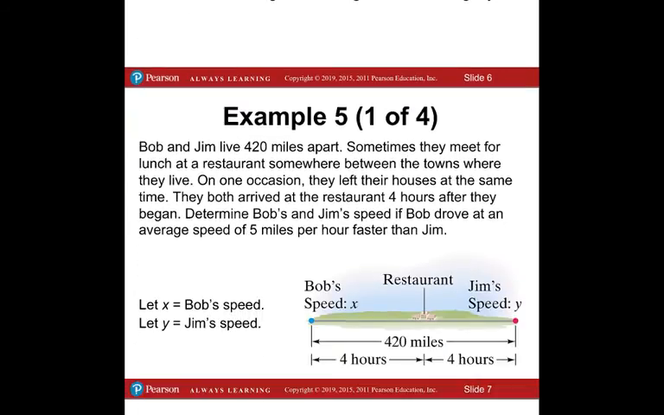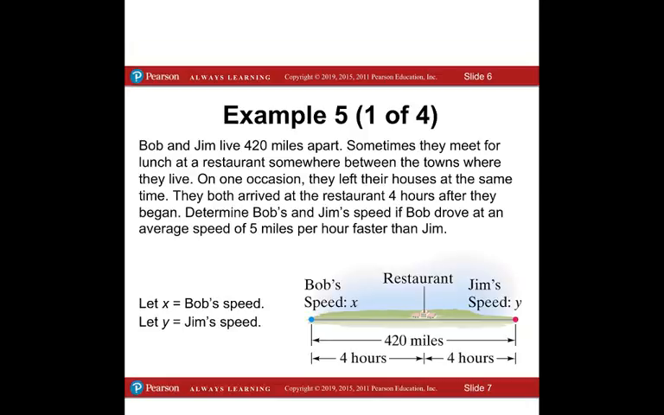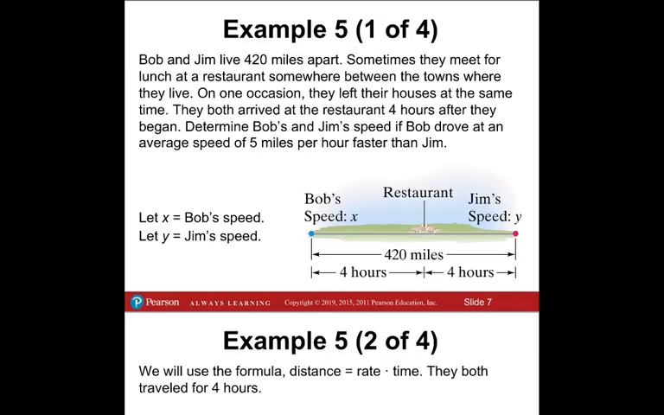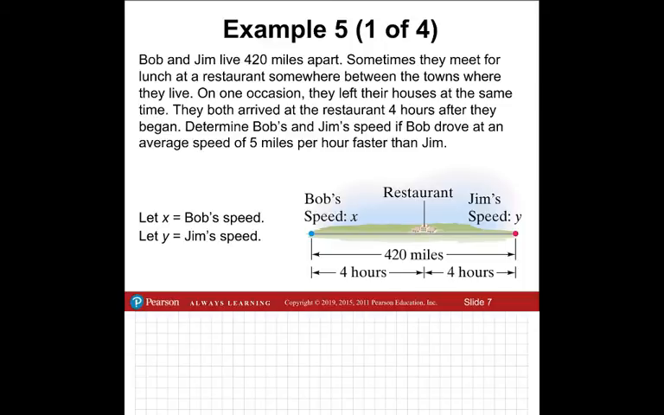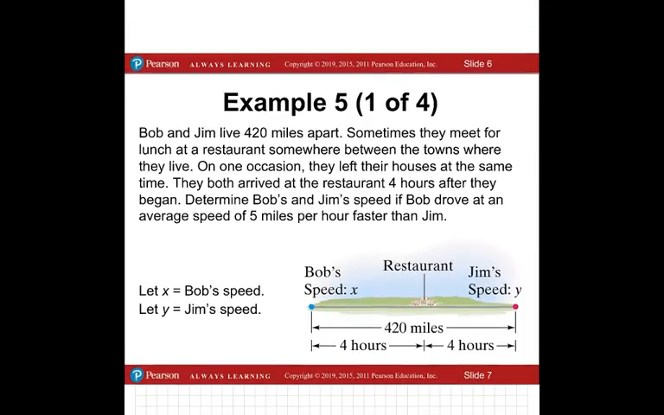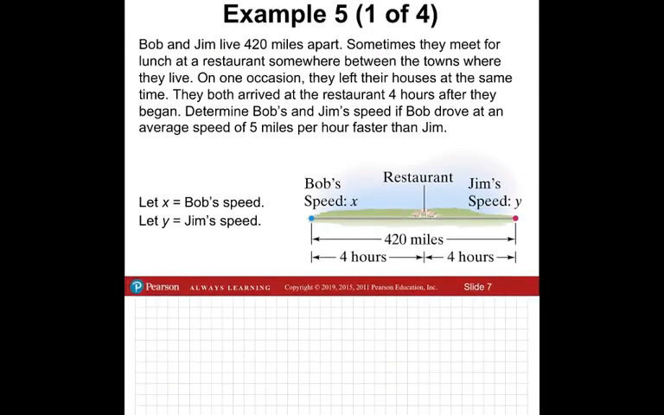And let me go ahead and add a page because I know I'm going to need a page. Totally sleepy, but that's okay. Okay. So it says Bob and Jim live 420 miles apart. Sometimes they meet for lunch at a restaurant somewhere between the towns where they live. On one occasion, they left their house at the same time, and they both arrived at the restaurant 4 hours after they began. Determine Bob and Jim's speed if Bob drove an average speed of 5 miles per hour faster than Jim. Okay, so we have this nifty little image.